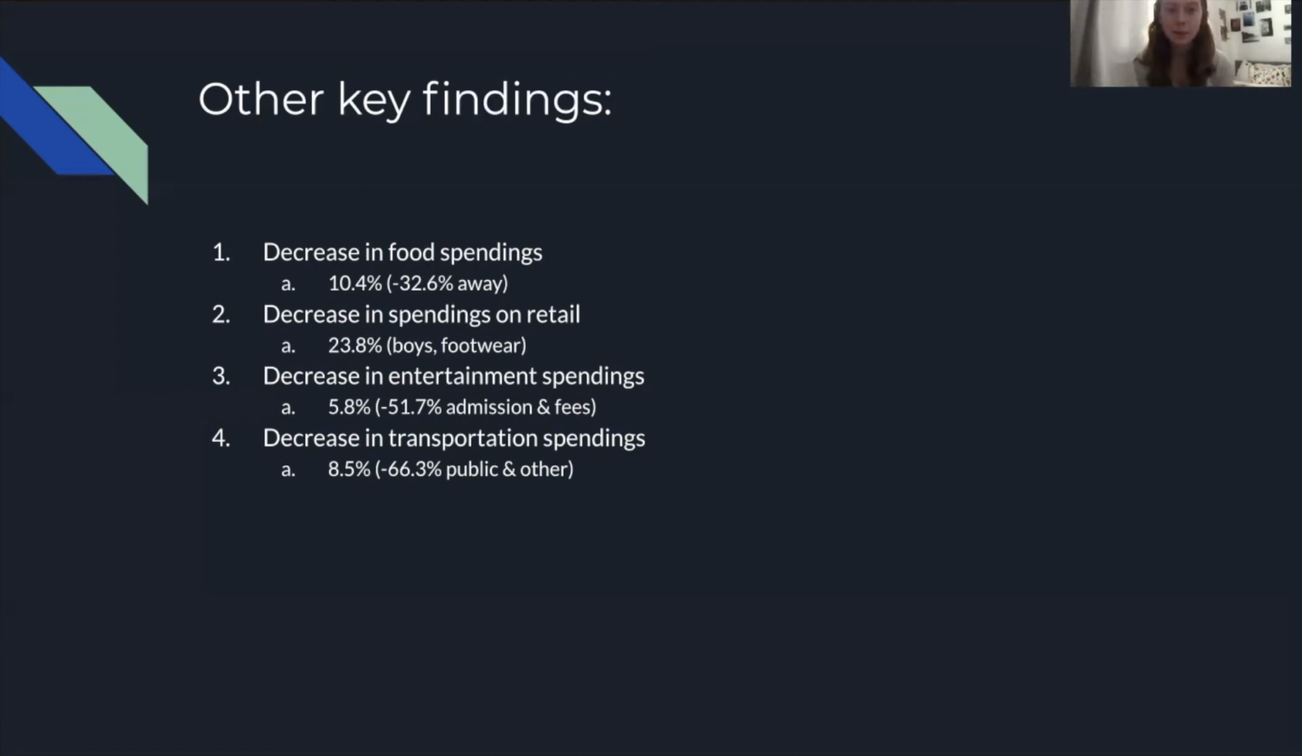And then also there was a decrease in transportation spending. What stood out to me was that there was a 66.3% decrease in public or other transportation. Which totally makes sense, but it is such a drastic change because it shows how much individuals, workers, students, whoever, relied on this transportation, and either they didn't need it or it was no longer applicable. Things changed. So there was an overall 8.5% decrease in transportation spending.